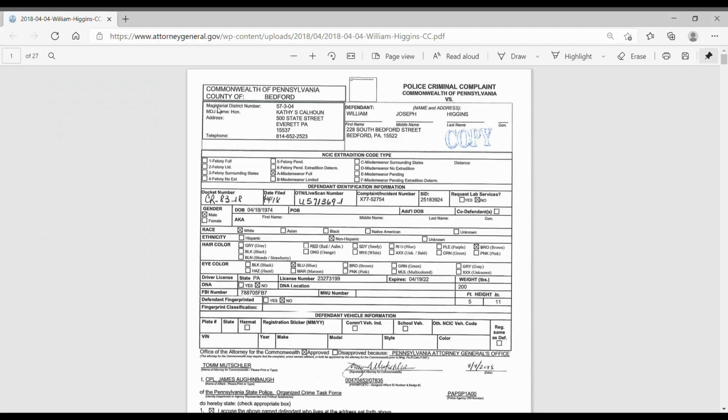takes into consideration. So I want to show you a real criminal complaint, and this is a real one. This is one I found on the Attorney General's website. So that's a real defendant, William Higgins. You can look a little bit into his case. He was the district attorney in Bedford County before he got into some shenanigans and ended up getting charged with a number of offenses. But that's not what we're here for today.